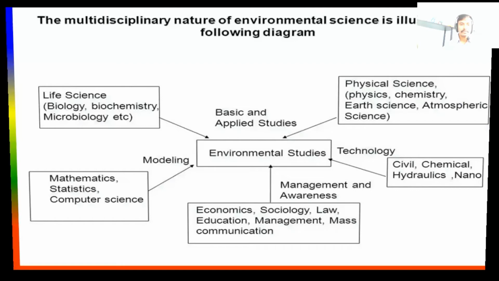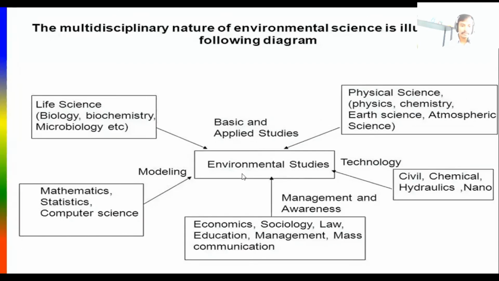Look at this. Environmental studies including life science. Life science means biology, biochemistry, microbiology. Then mathematics, modeling. Modeling means creating models or theories including mathematics, statistics, computer science. Then basic and applied studies: physical science, physics, chemistry, earth science, atmospheric science, etc.